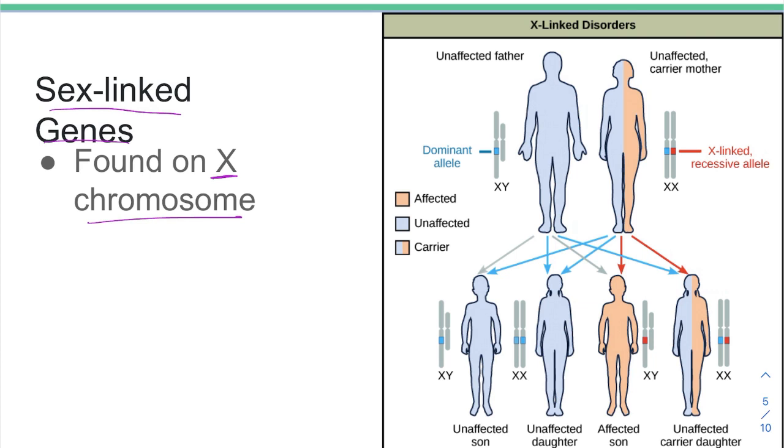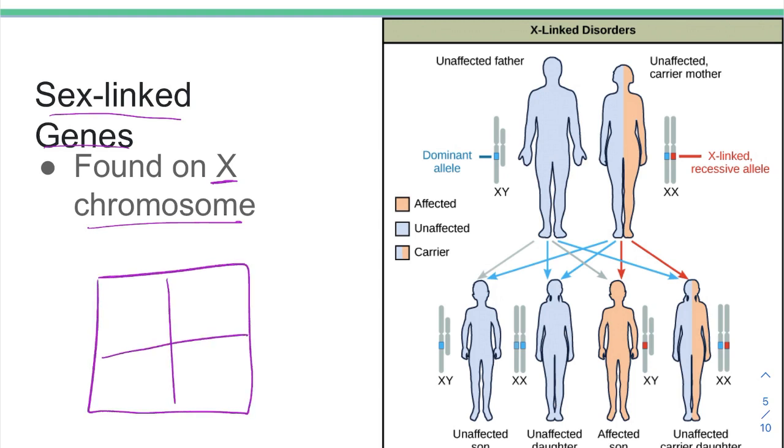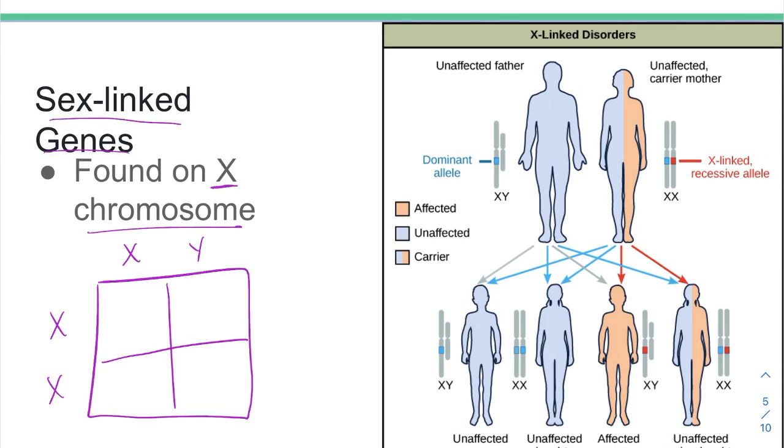Over here we have a picture of an unaffected father, who is XY, and a mother who is XX, but on one of her X chromosomes she has an X-linked recessive allele. I actually really dislike all the arrows, so I'm going to draw a little Punnett square here for you. We have the father, XY, and the mother, XX, but let's say she carries something, and we'll just use the letter C on one of the X chromosomes.